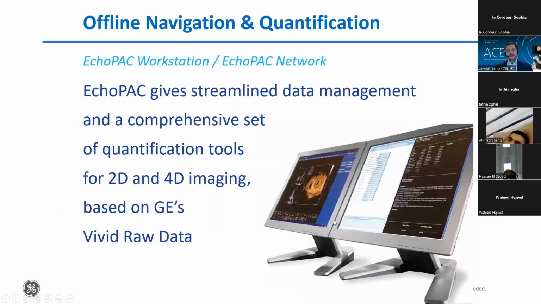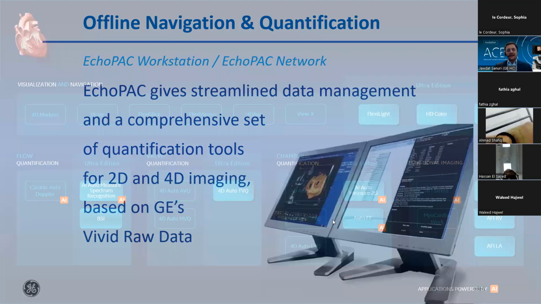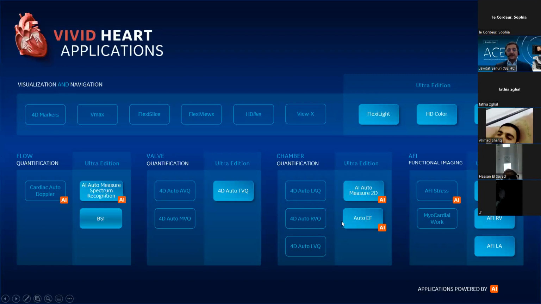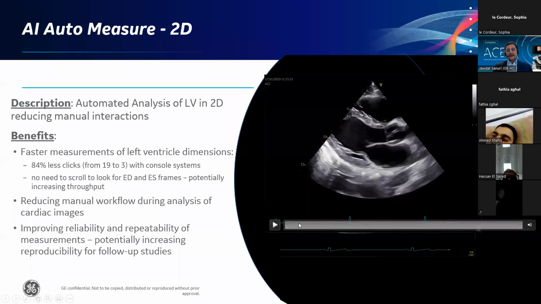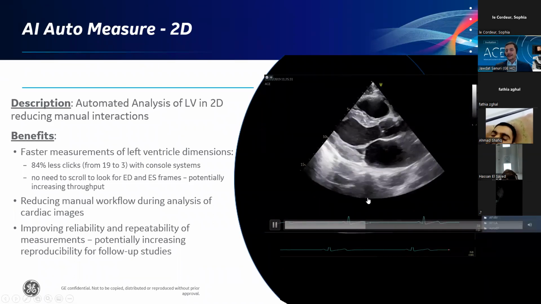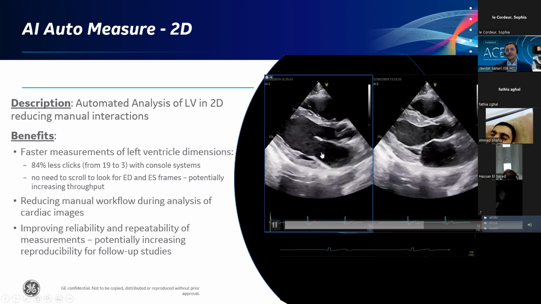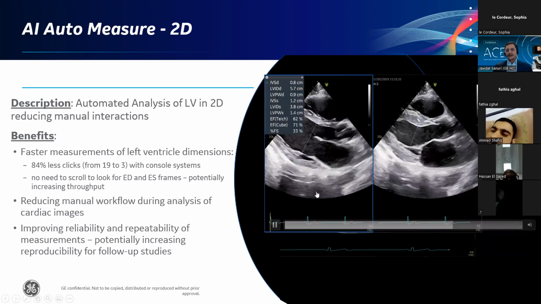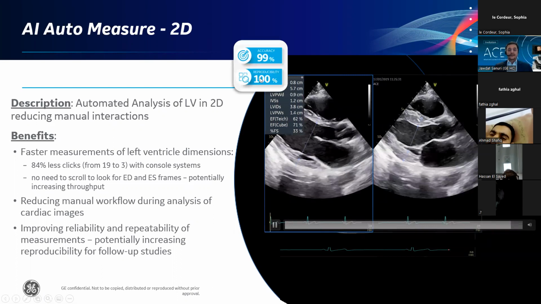In addition, of course, we all speak about AI. Again, you have the AI integration in all these, even including strain parameters. AI for the routine 2D measurements, as in this example, where we use AI to measure the ejection fraction using the parasternal long axis view only. Just by pressing the auto button, the machine will do all these measurements in diastole and systole automatically in a fraction of a second. 99% accurate, 100% reproducible. It saves 80% of the clicks required to make this measurement. It saves 85% of the time it takes to make such a measurement.